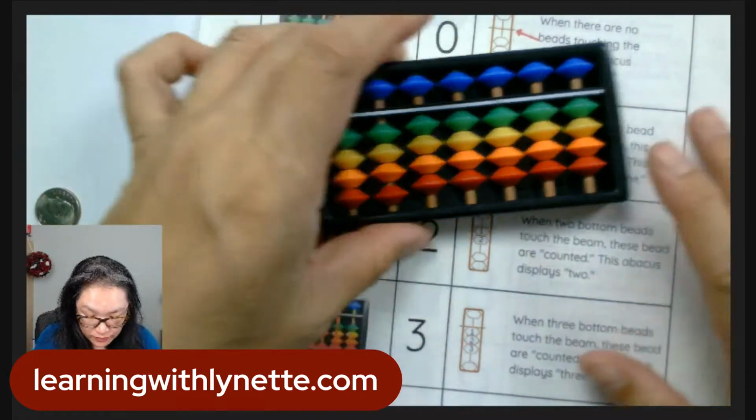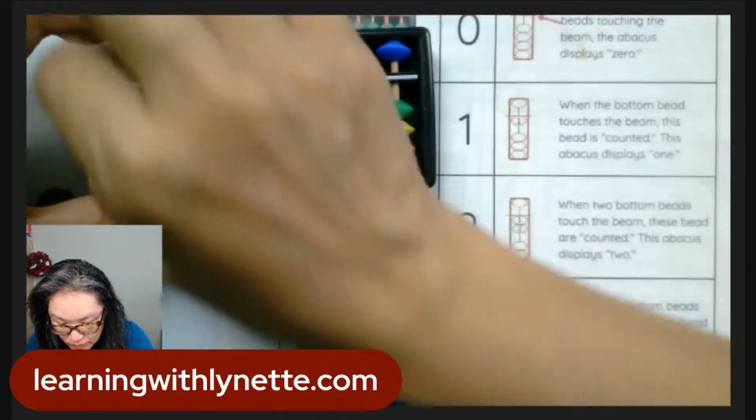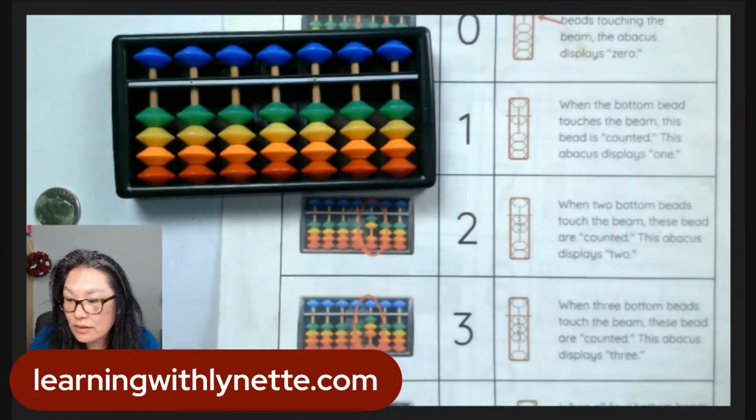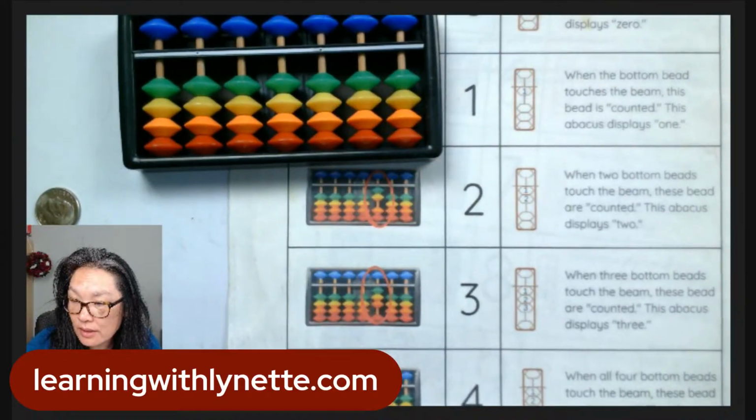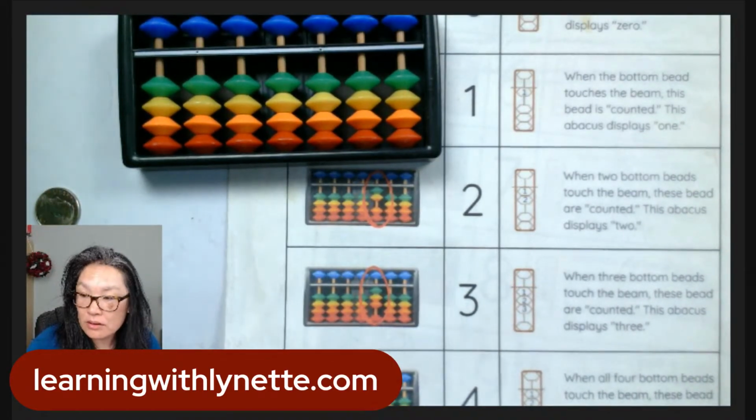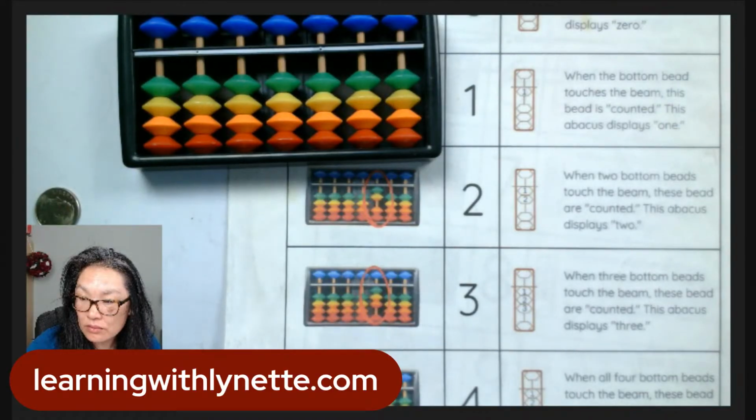Go live. Hello. So, what is this crazy thing? This crazy thing is called an abacus. I'm hoping you can hear me. Sorry, just trying to get set up. There we go. Okay, so we're going to count on the abacus.